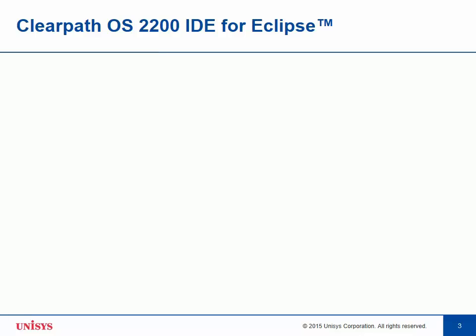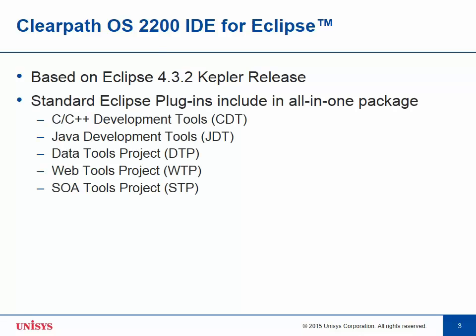What is ClearPath OS 2200 IDE for Eclipse? The ClearPath OS 2200 IDE for Eclipse is a package that contains standard plugins from the Eclipse Foundation and also plugins created by Unisys. This package contains plugins for C and C++ development, Java development, and other plugins that help to develop web applications and web services.